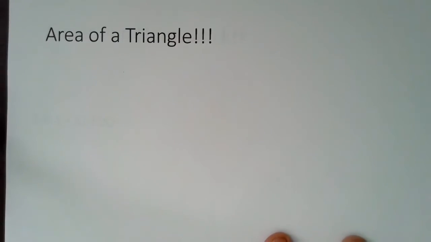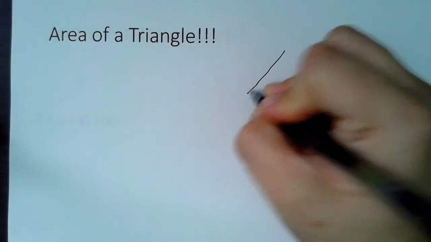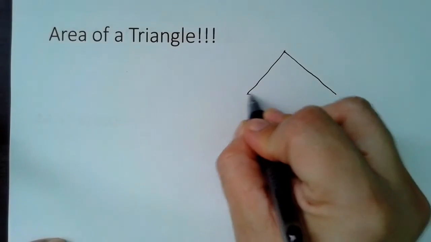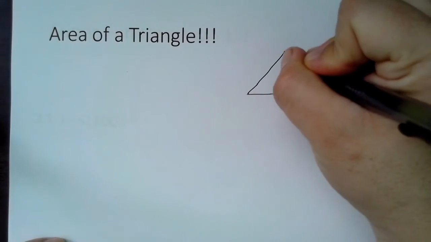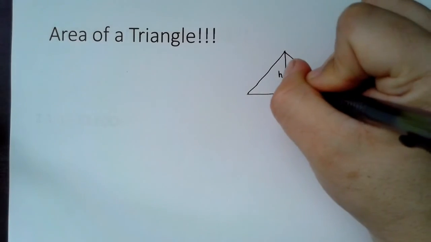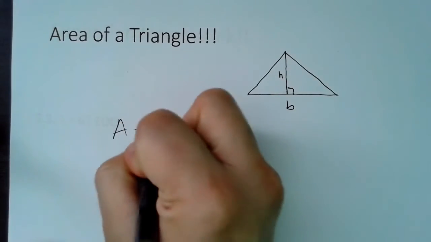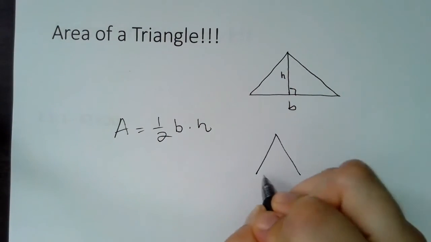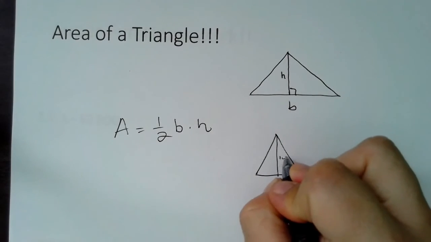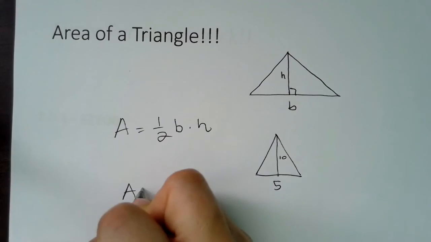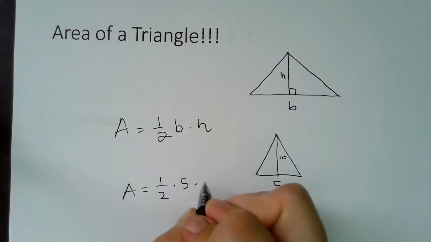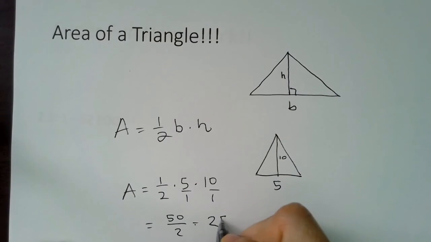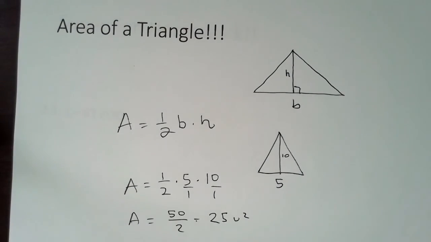Alrighty. And then let's talk a little bit about the area of a triangle. So let's say we have a triangle, where this is the base and this is the height. The formula is area is equal to 1/2 base times height, and that's the general formula. So let's say you have a triangle with height 10 and base 5. The area would be 1/2 times 5 times 10. Writing this over 1, that's 50 over 2, which is 25 units squared. Okay, so that's an example.